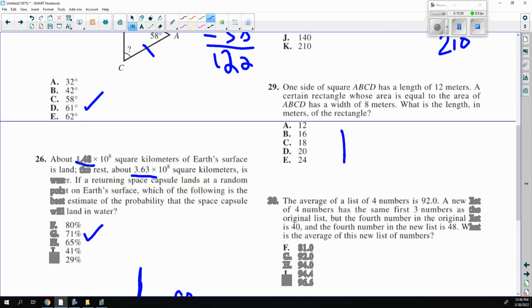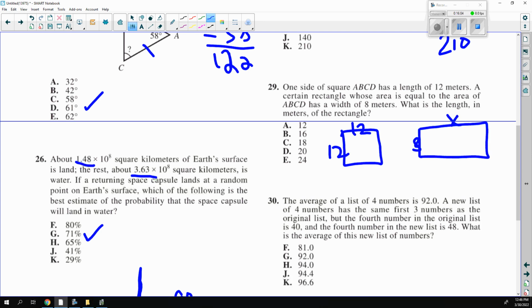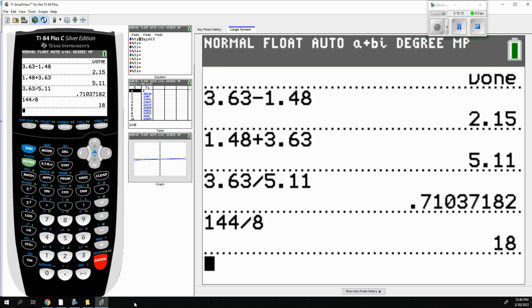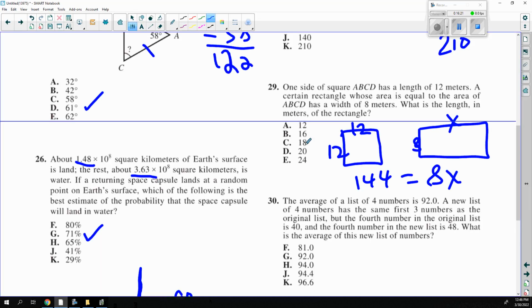Oh, they love this one. The side of a square is 12 by 12. A rectangle is 8 by what? So 12 by 12 is 144. And 8 times what would give you 144? 144 over 8 gives you the answer, 18. Answer to 29 is C.